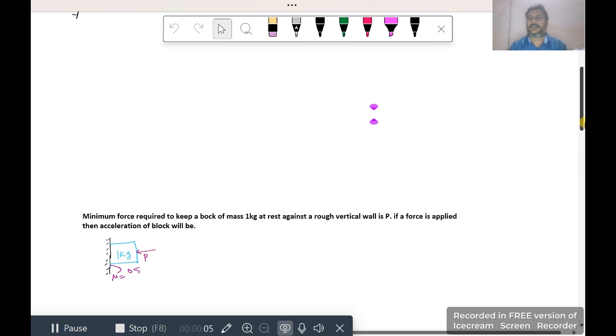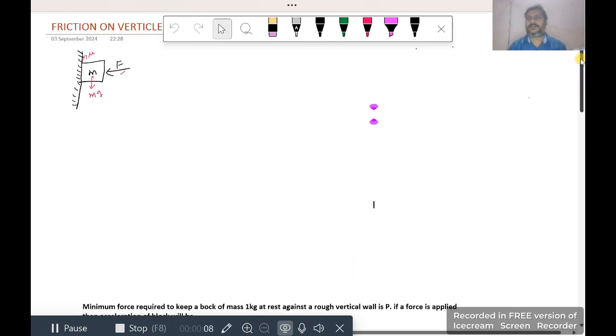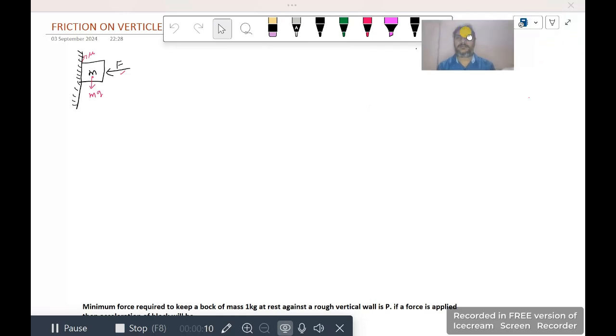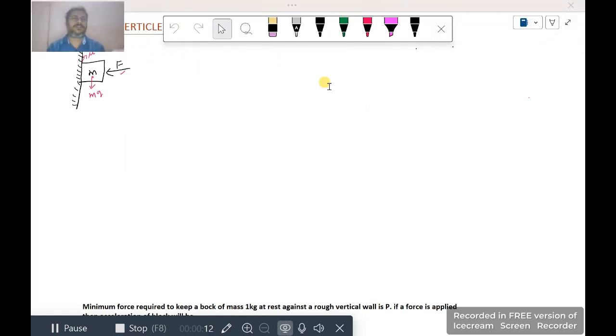Now today we are going to discuss friction on vertical plane. So friction on vertical plane I am going to discuss. You can see here, already we discussed friction on horizontal plane and block on block. So once again, horizontal plane and some other problems I will do. So it's coming into vertical plane.